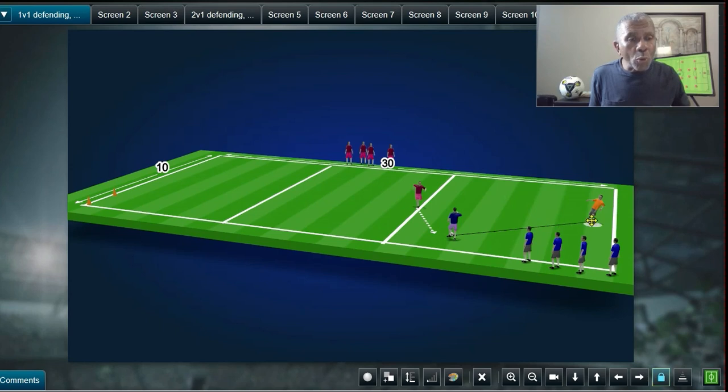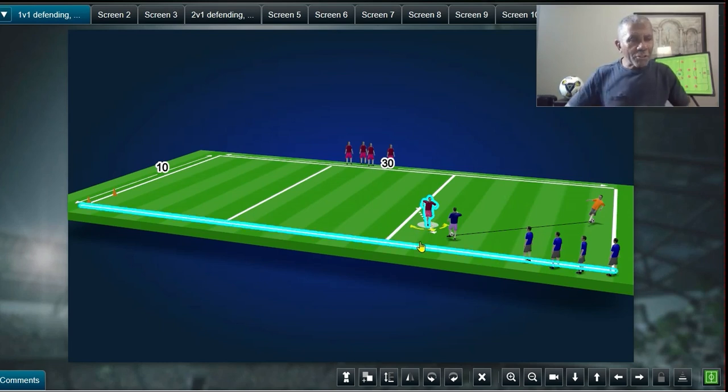Now, the first one: when the ball is played, served by the coach, while the ball is rolling, the speed of approach has to be full speed. But you've got to be careful, because when the ball reaches the attacker, the defender must slow his approach and finish the rest of the approach slowly, to avoid getting beaten on the first touch so easily.